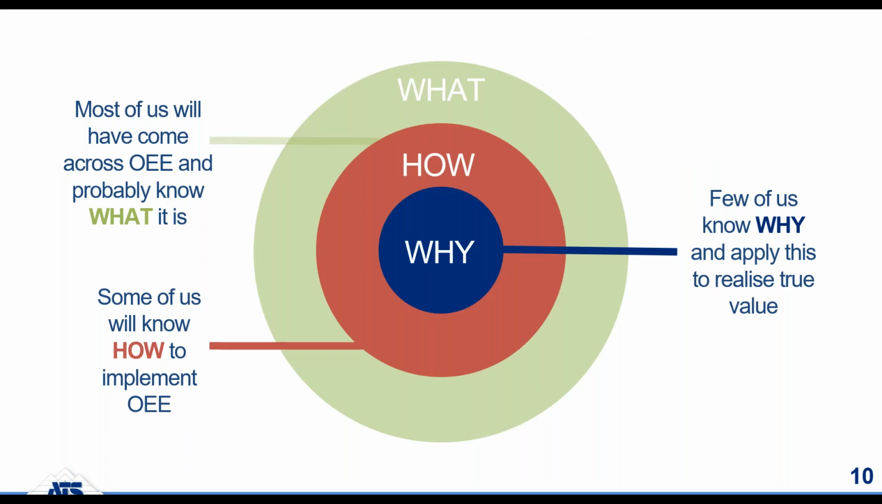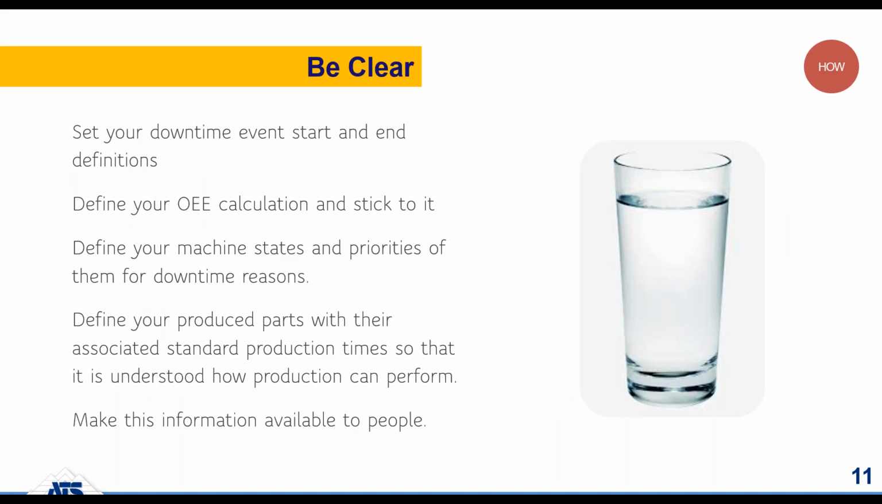So we have now looked at what OEE is. So we are going to look at how we should implement the OEE system now. Clarity is vitally important if you want your OEE metrics to be meaningful and usable. You need to have your data and you need to be clear about what the data represents. Set your downtime event start and end definitions. Understand when a downtime event starts and when it ends. Commonly, downtime will start with machine fault.